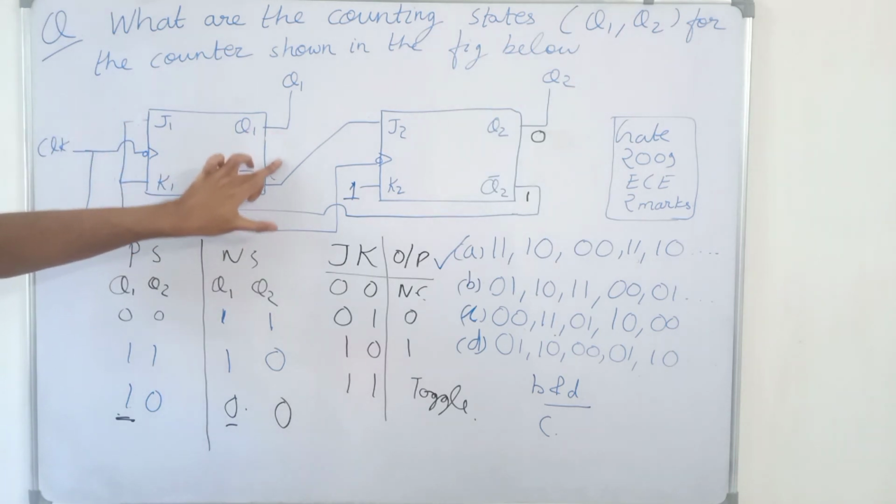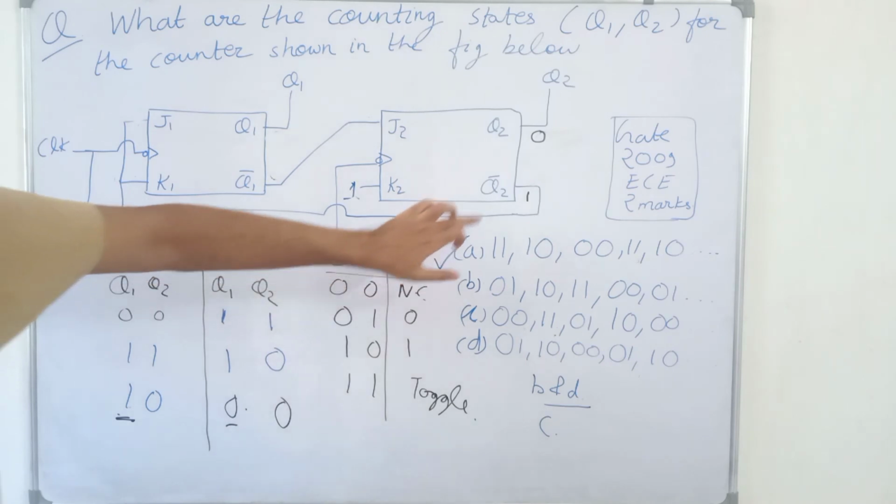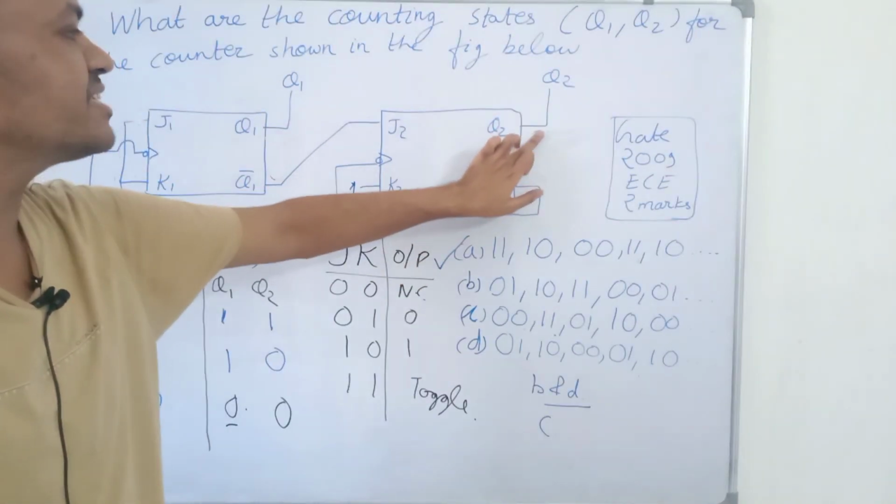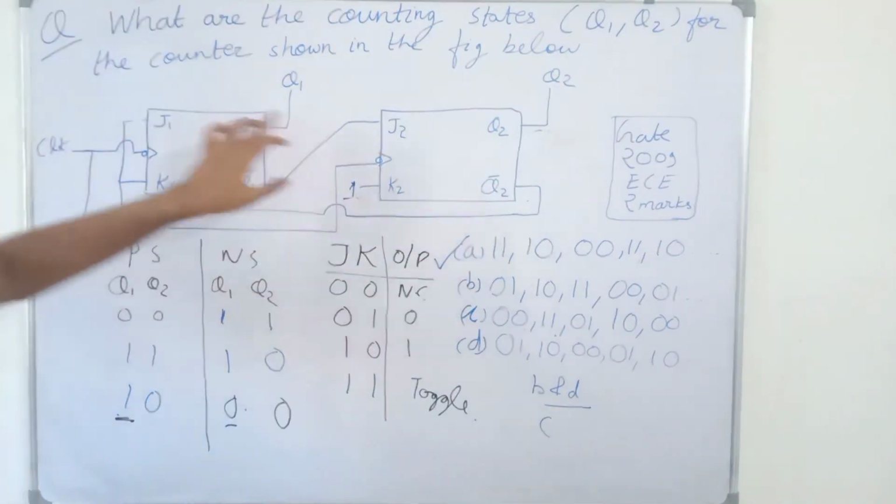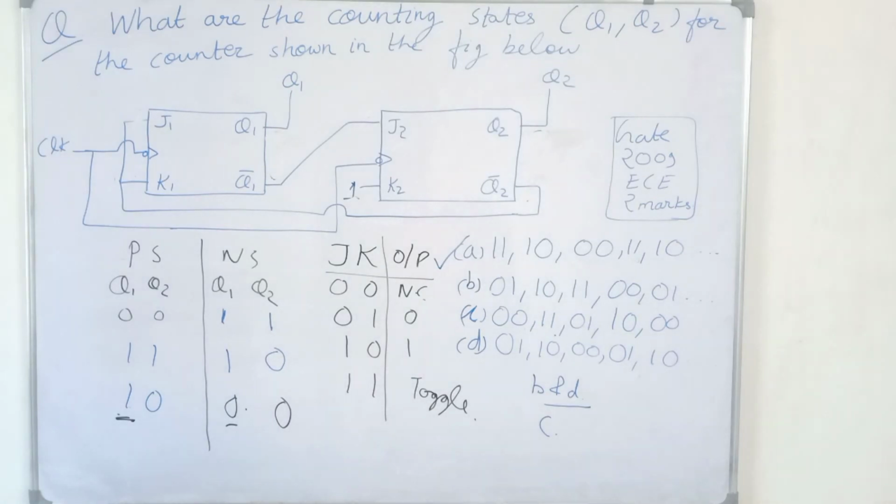So this was a very easy question in which K2 was always connected to 1, and we just have to check for Q1 present state and next state, and similarly for Q2 also, based on the JK flip-flop.